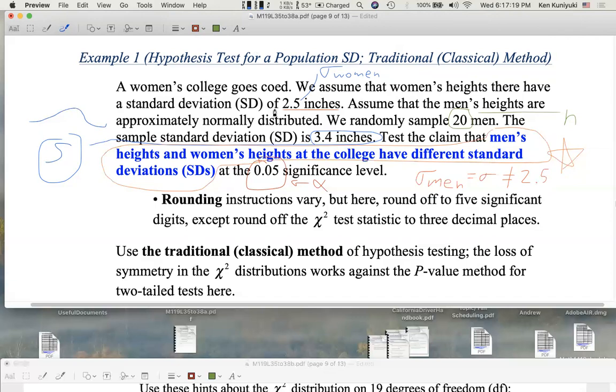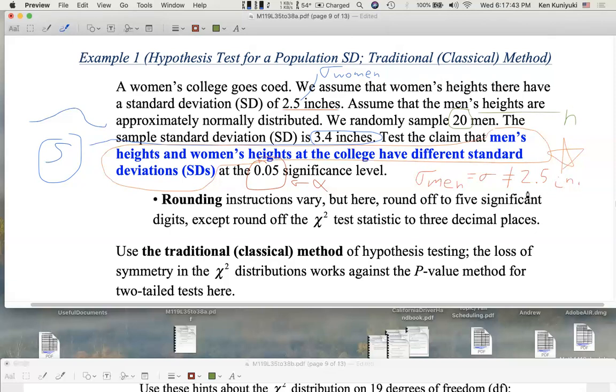Sometimes in a problem like this is a red herring. You don't use this number in the problem. But it might be just a point for comparison. But here, yeah, actually, we do use the 2.5 here. All right. And that's the claim. Sigma is not 2.5 inches.